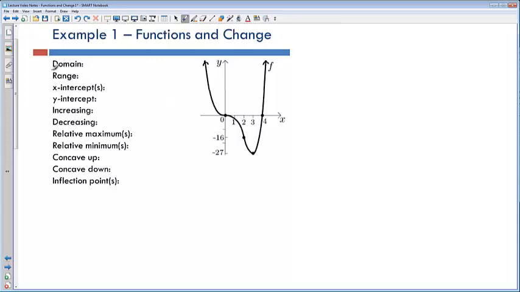So remember the domain, these are the input values. You look along this graph and ask what values of x can you plug in and get a graph above or below. Notice these arrows mean go up all the way to the left, up all the way to the right. So the domain looks like it should be everything. So our domain here would be negative infinity to positive infinity.